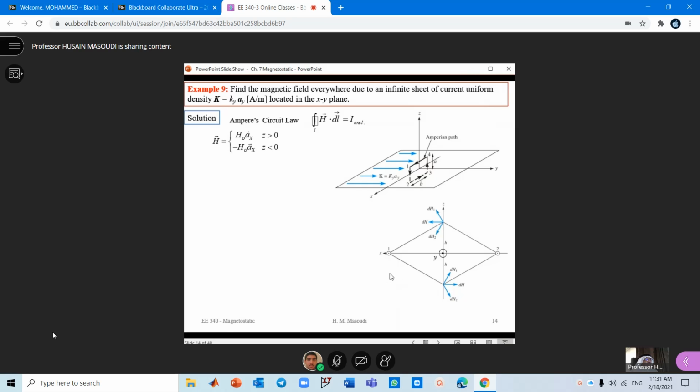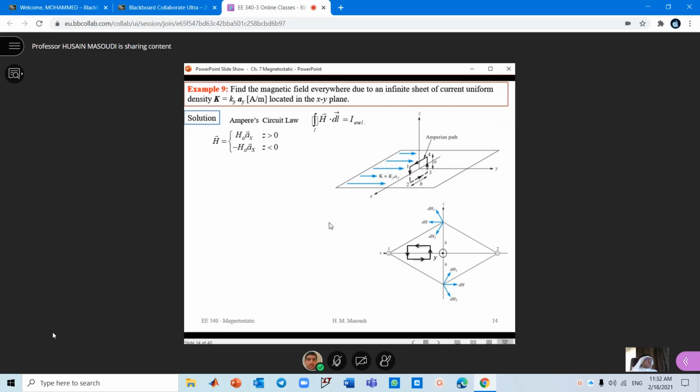Then we can conclude from this analysis that if you take a point above the sheet, it's going to be H0. We don't know H0, we are going to calculate it, but its direction is going to be ax. And below is going to be the same picture, but minus ax. Okay? Now, let's go back to the circulation. We are going to do the circulation.